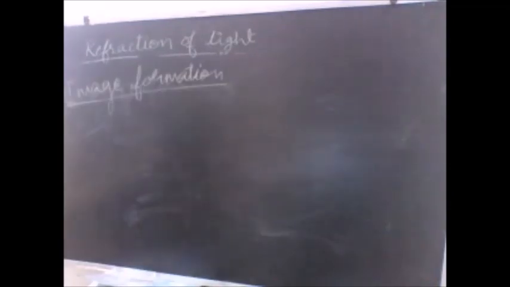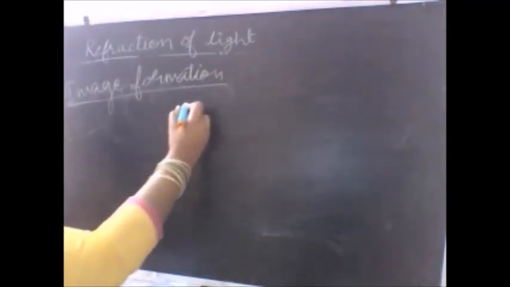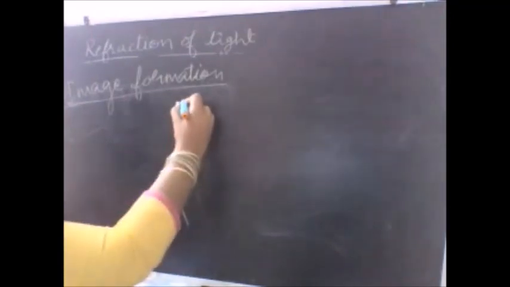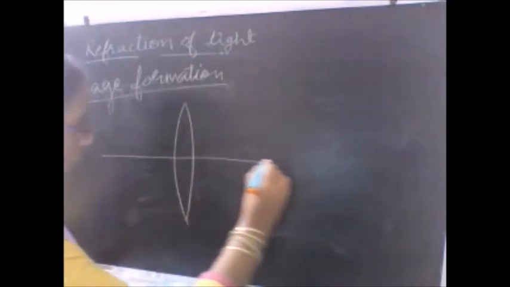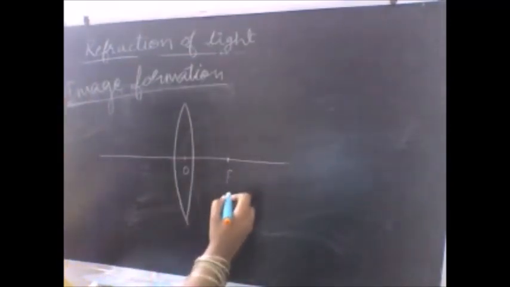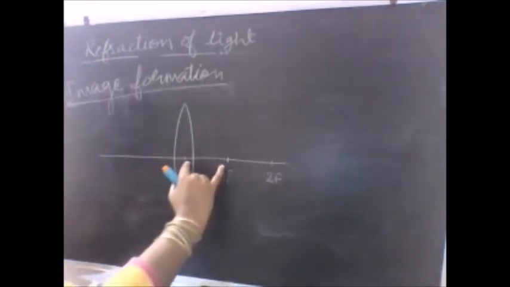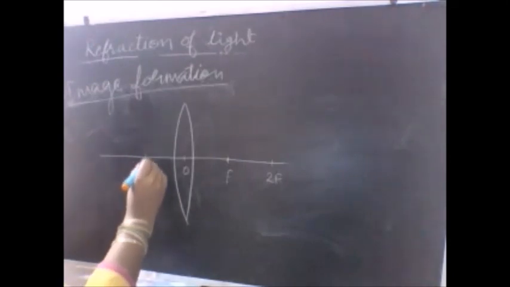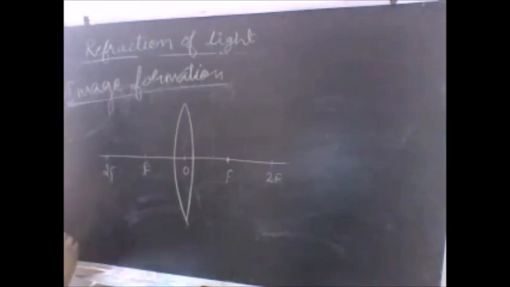Now let us very quickly study the image formation using the convex and the concave lens. We'll first take the case of the convex lens, and the light rays are coming from infinity. Optical center, this is focus 1, this is twice f, and by measure take the distance to be the same, and this is here 2f. What is the first image?